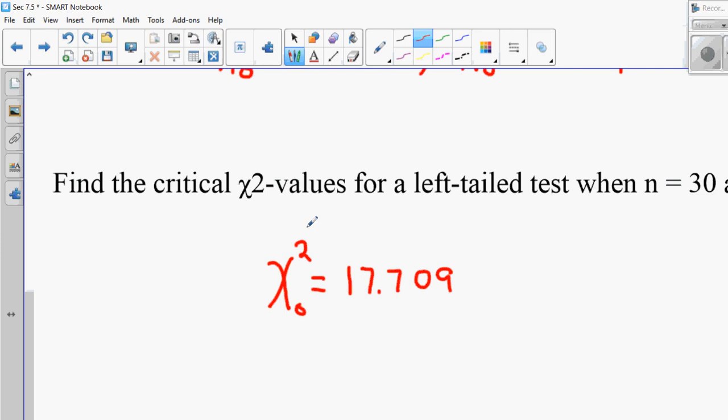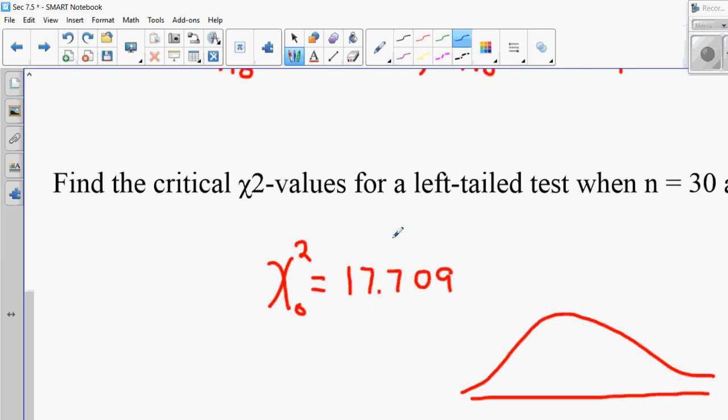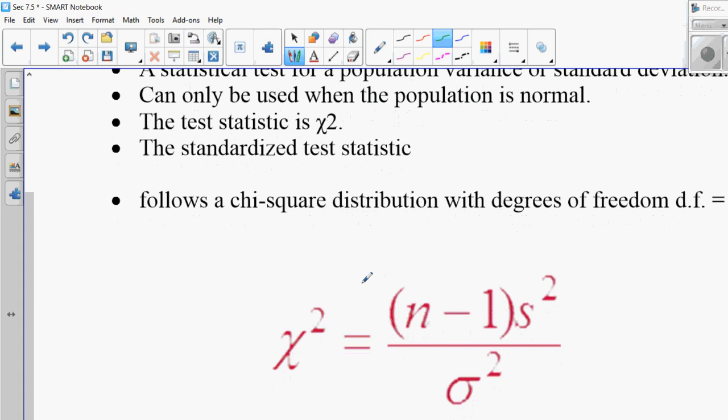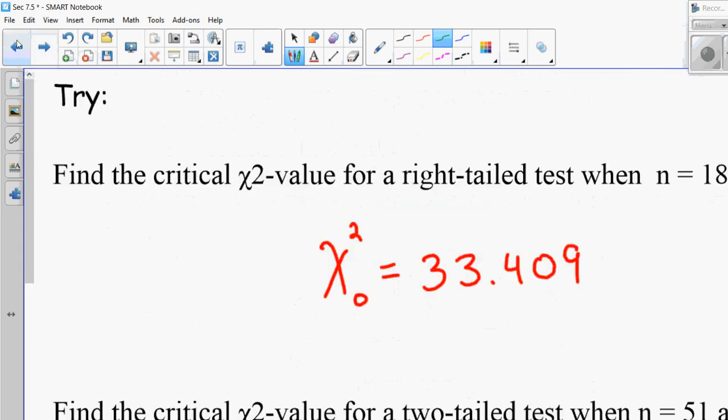So how do we now use our chi-squared value? What you want to think about, if this is a left-tailed test, I'm going to draw the graph here. We want to roughly draw the graph like this. And if it is a left-tailed test, this right here is 17.709, and we get this shaded region right here. And then we are going to calculate chi-squared by using this formula: n minus 1 times s squared over sigma squared. Once we have that chi-squared value, we're going to compare that value to our chart.